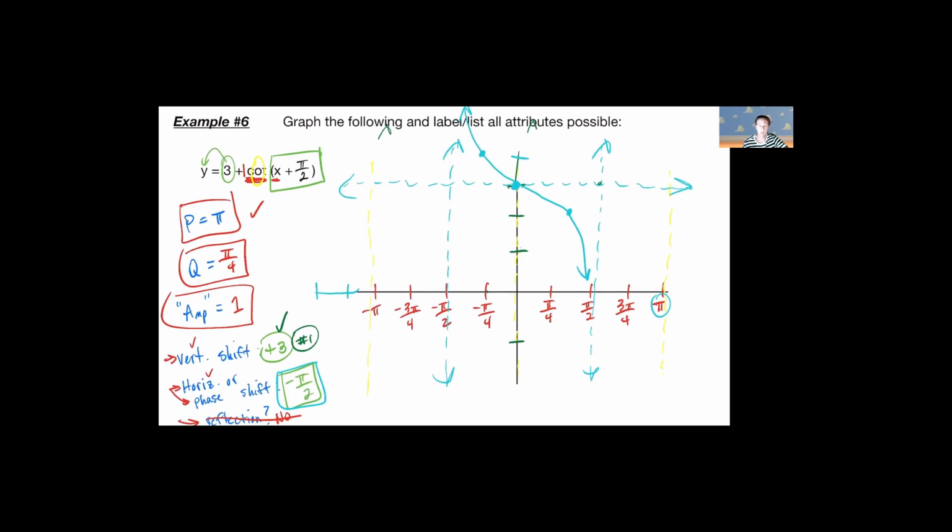All right, continue to work on these. The good news is tangent and cotangent, in my opinion, are the most difficult. Sine and cosine obviously are the easiest ones to graph, and so therefore should be their reciprocal functions, cosecant and secant, which we'll get to next time.